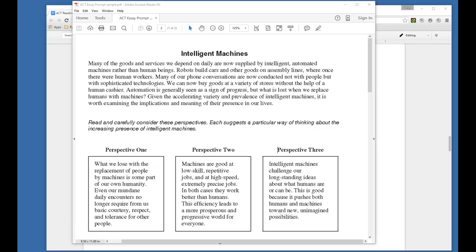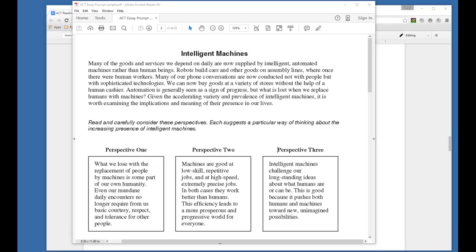What we're doing here is we are talking about perspective one. What does perspective one think? Plus, plus, plus, minus, minus. Perspective number one. Yeah, I'd have to agree. I think it's kind of a minus minus, right? What do they think we'll lose when we replace people with machines? Take a peek at perspective one. What do they think we'll lose? And what are the examples that they talk about? Courtesy, respect, yeah, part of our humanity, right?